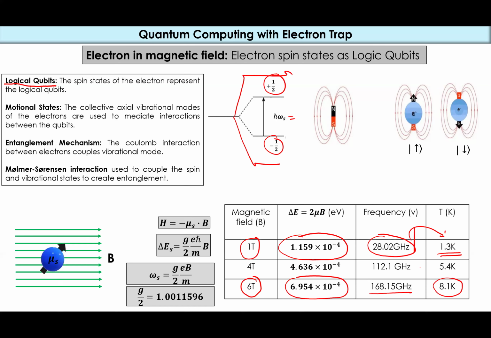So when I talk about temperature, let us say if I am working at 1.3 Kelvin, then you have to cool down the system temperature below 1 Kelvin. Otherwise, the temperature from the environment is going to cause a spin flip, correct? So this up spin and down spin, I can use as 0 and 1.